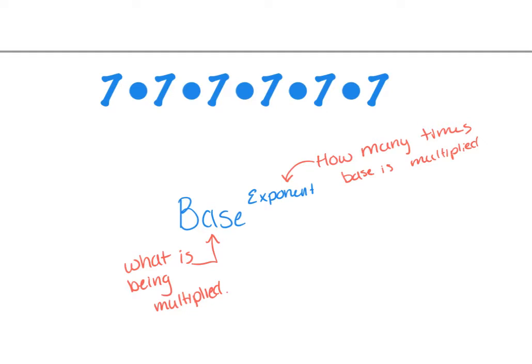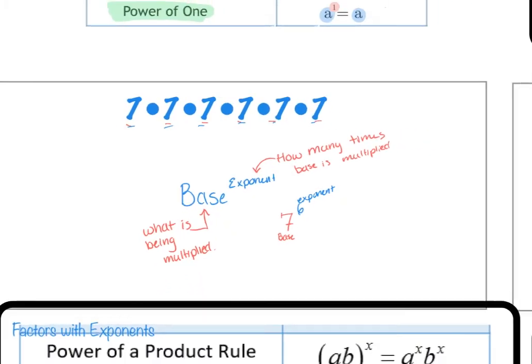Okay, so in this case, what is being multiplied? It's 7. 7 is being multiplied a bunch of times, so my base would be 7. And my exponent would be how many times? So it was 1, 2, 3, 4, 5, 6 times. And so that was my exponent. Okay. So as long as we're clear with that, everything else hopefully will make more sense.